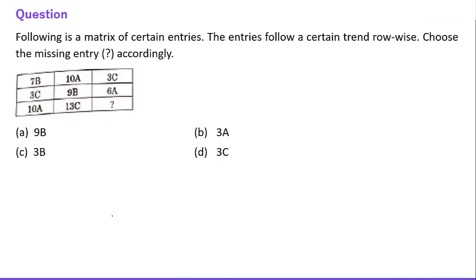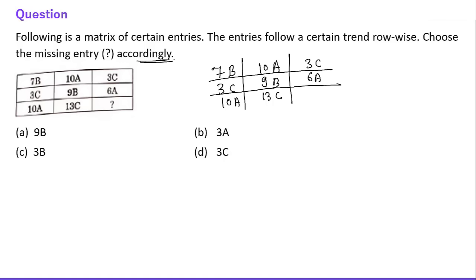Next question is saying, following is a matrix of certain entries. The entries follow a certain trend row wise. Choose the missing entry accordingly. This is 7B, 3C, 10A. This is 9B, this is 13C, this is 3C, this is 6A.